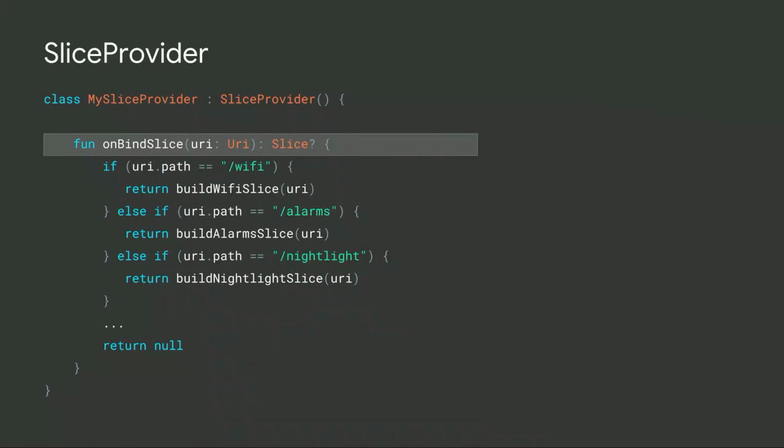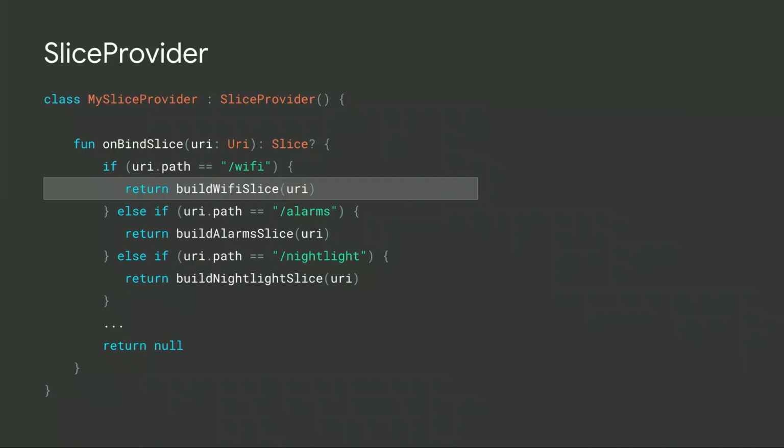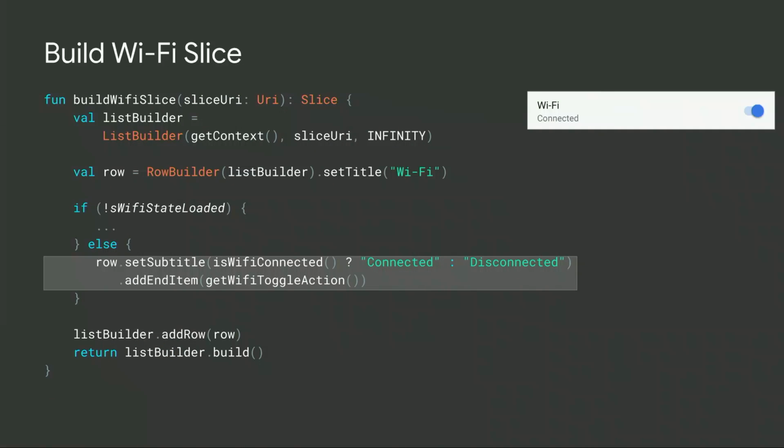So you'll get a call to onBind slice again. It'll be the same Wi-Fi URI. You'll walk into your build Wi-Fi slice method. And this time, our Wi-Fi state is loaded, so we can check whether we're connected or not, set that subtitle text, and create our toggle action.